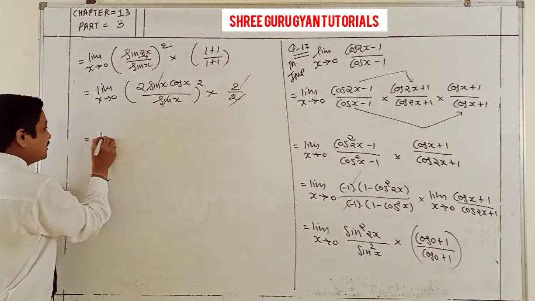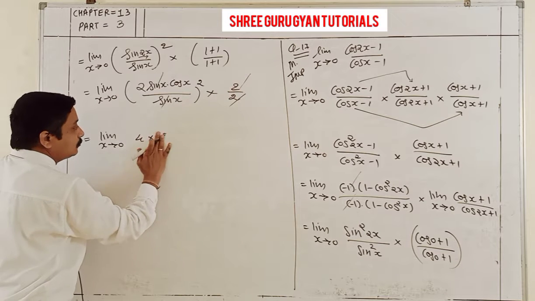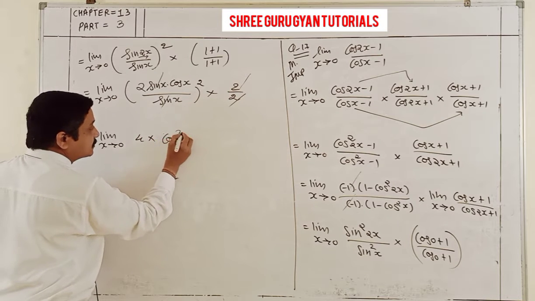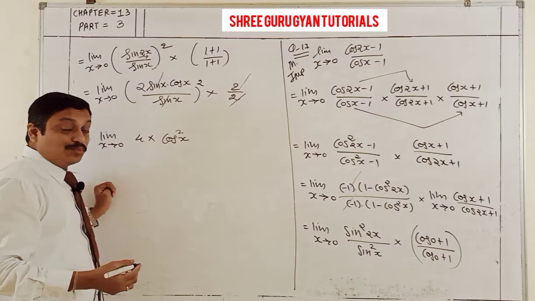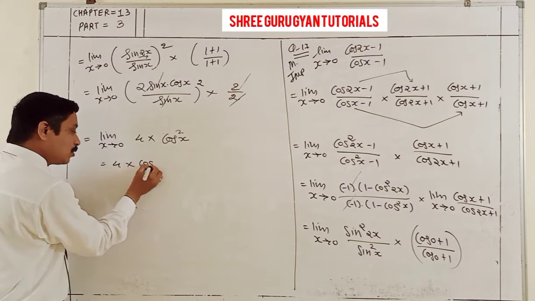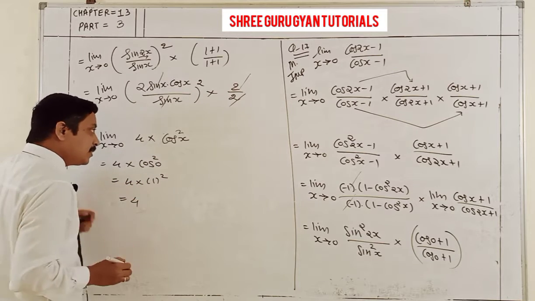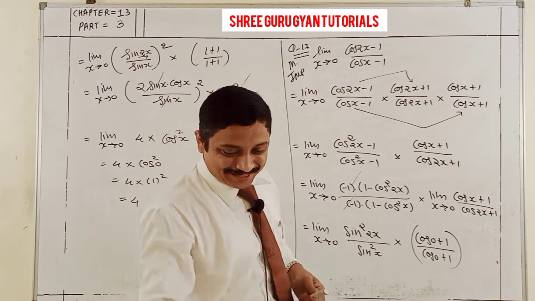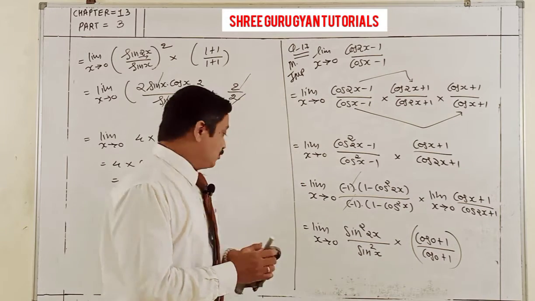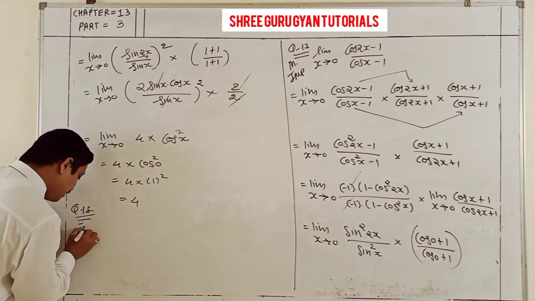So students, your data is covered. 2 square is 4. Here cos square x. So putting in your limits, 4 as it is. Here cos square 0, but cos 0 is 1. Your answer is only and only 4. Now continue with question number 18. 18 is also important.